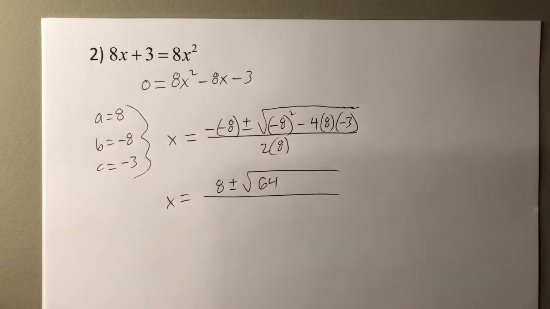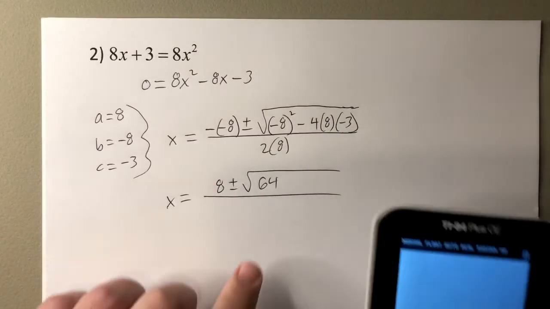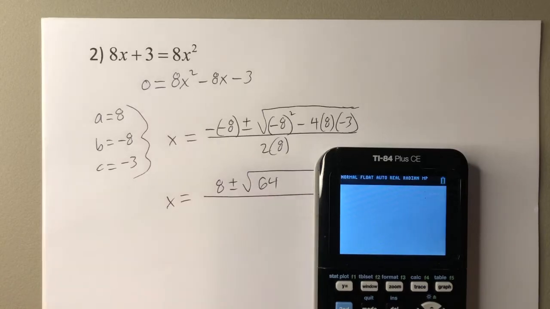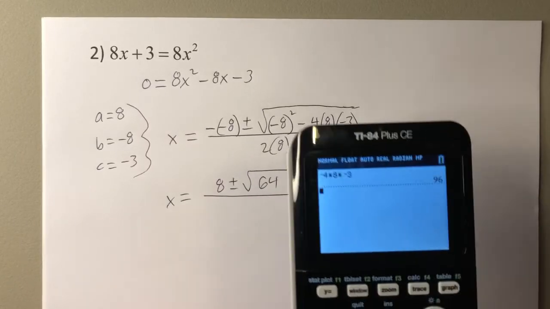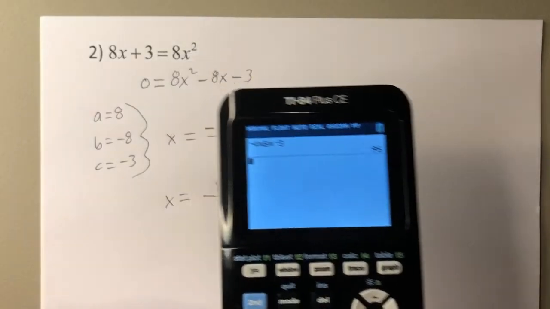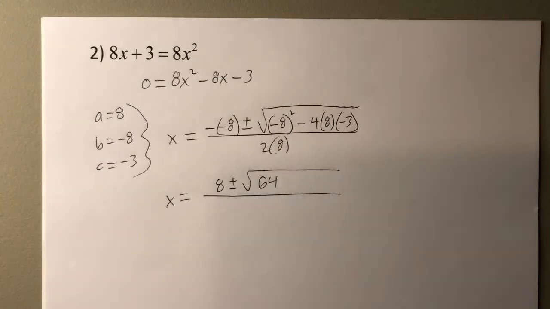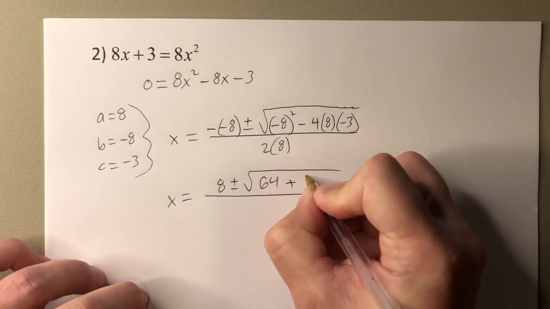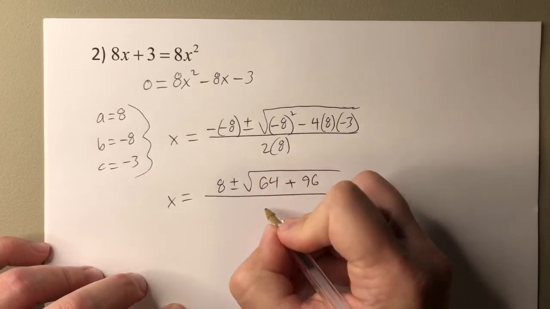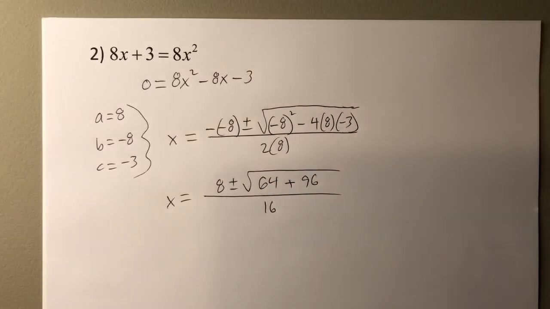Well, if you need to use your calculator here, then use your calculator. That's fine. So let's see. We have a -4 times 8 times a -3. I'm getting a 96, if you can see that. Okay. So this is actually a plus 96, right? All over 16.